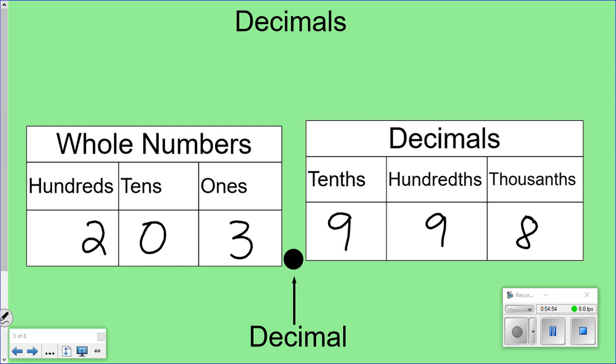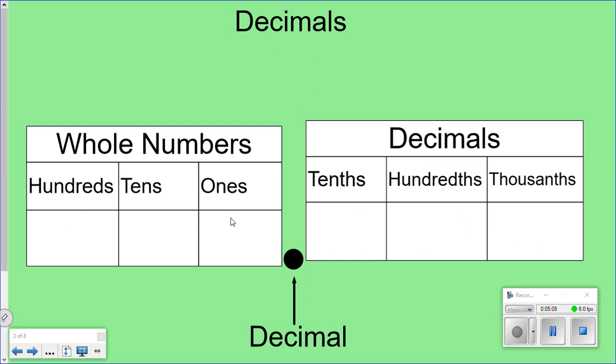Anybody want to try that one? Nolan? Yeah, that's a mouthful, isn't it? 200 and 3 and 998 thousandths. You're right. Okay, so is everybody comfortable on place value?